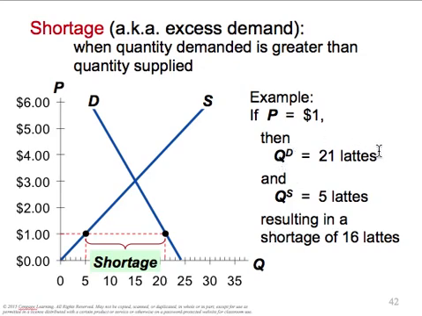Well, when the quantity demanded, because the price is so low, is so high, 21 lattes, and the quantity supplied is so low because the price is so low, as a seller, you don't want to sell many. You have people wanting 21 lattes and Starbucks and Pete's only supplying 5. All right, this results in a shortage of 16 lattes. That's the shortage. The distance from here to here is a shortage. Quantity demanded exceeds quantity supplied. Shortage.